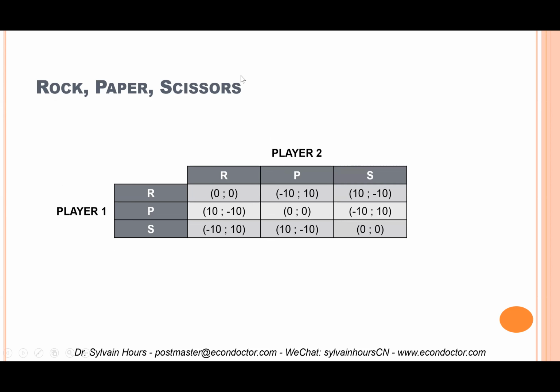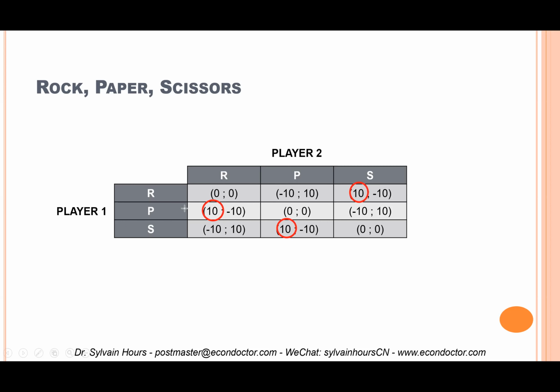So you say, I am player one, and I think player two is going to play rock. What is my best response? I can play rock and get 0, paper and get 10, or scissors and get -10. Clearly, if I want to maximize my payoff, I should choose paper and I would get 10. If I believe player two will play paper, what is my best response? I can play rock and get -10, paper and get 0, or scissors and get 10. So my best response is playing scissors and getting 10. And if I think player two will play scissors, my best response is to play rock.